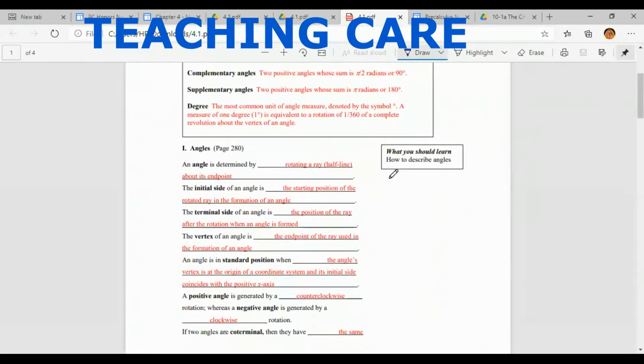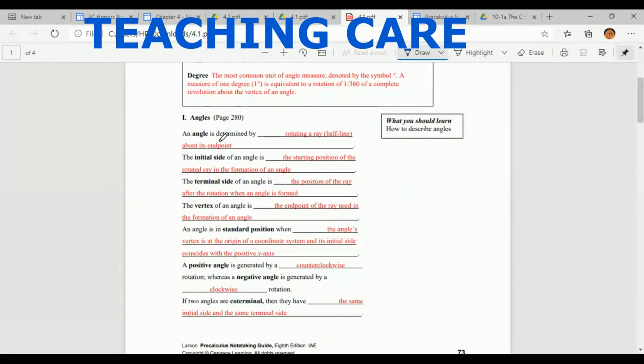Okay, yeah. Now coming to the definition of an angle. How do you get an angle? An angle is determined by rotating a ray, a half line, about its endpoint. You rotate a particular ray about this endpoint, and you get an angle. Next, what is the definition of an initial side? Initial side means the starting position of an angle where it is formed. From here only it's starting, so this is called the initial side, and it ends at this point, which is the terminal side. The position of the ray after the rotation when an angle is formed is called the terminal side.